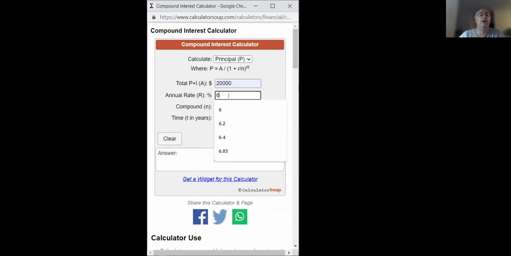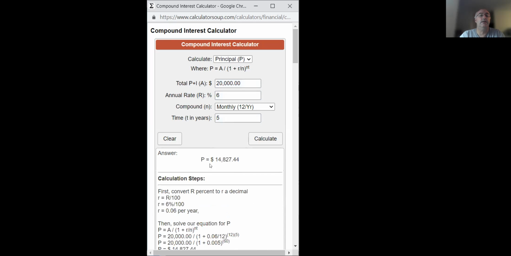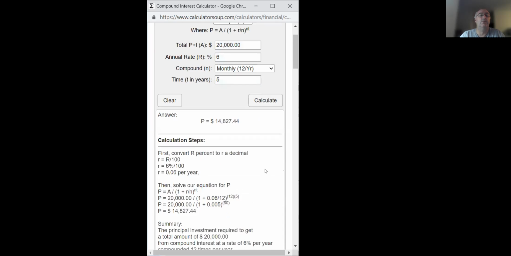We still have to put in our rate as a percent. It's going to be compounded monthly, so we'll leave it set at monthly, and we're going to let it sit for 5 years. And when we calculate that, it does give us that our principal is $14,827.44. In other words, we would have to deposit $14,827.44 into this account in order to have $20,000 5 years from now.